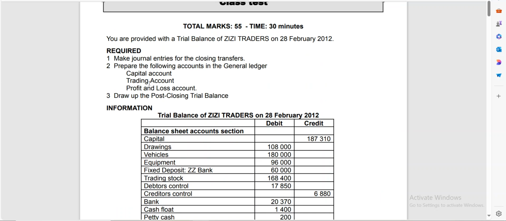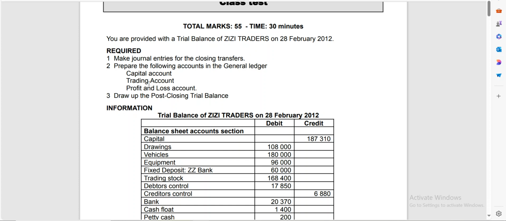Now here it is saying that we need to make journal entries for closing transfers, and after that we need to prepare the following accounts in the general ledger: capital account, trading account, as well as profit and loss account. And then lastly, we need to draw the post-closing trial balance. But for me, I'm only going to end on the profit and loss account. Post-closing trial balance, I will do a separate lesson for it, so that this lesson doesn't become very long.